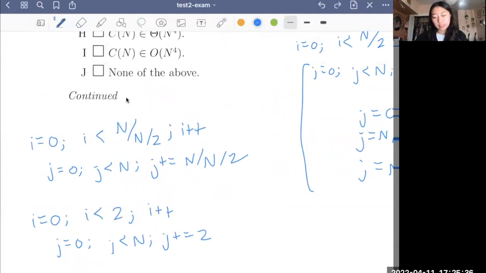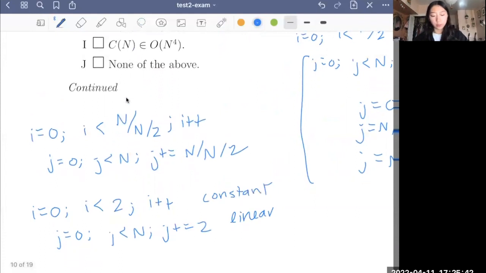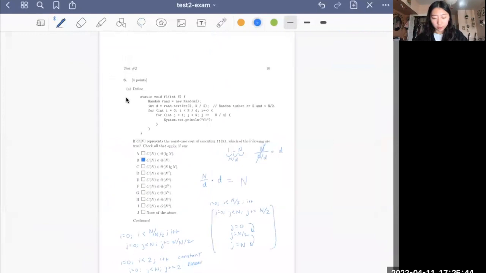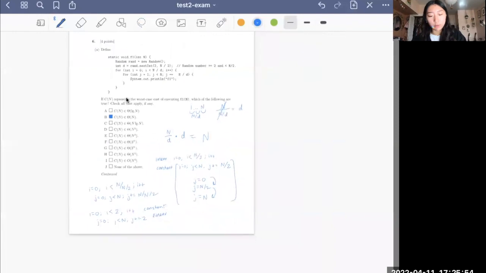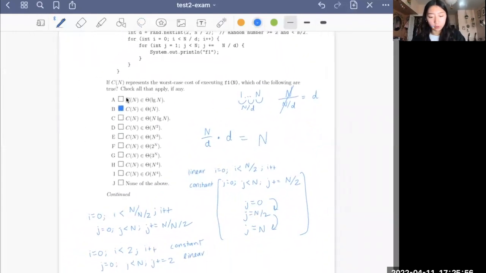And so either way, it's going to be linear times constant in this extreme case, where d equals n over 2. And in the other case, it was also linear times constant, where d equals 2. And so we see that either way, we're getting a linear amount of work done. And so we know B is definitely one of the correct options, right? This function is in theta of n.